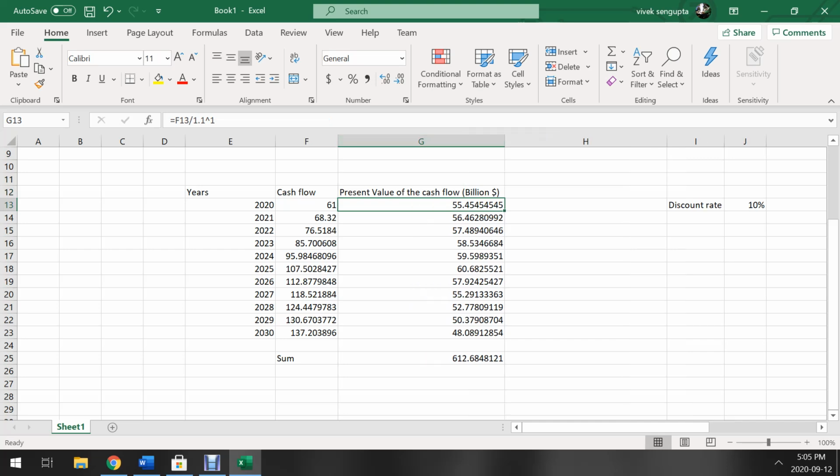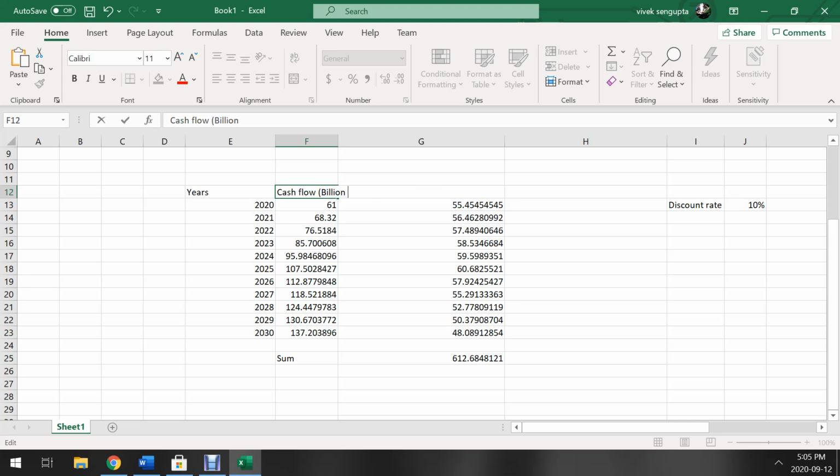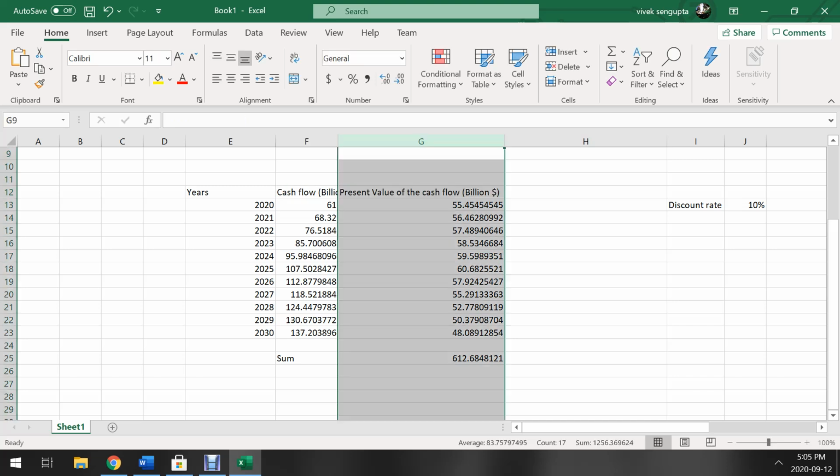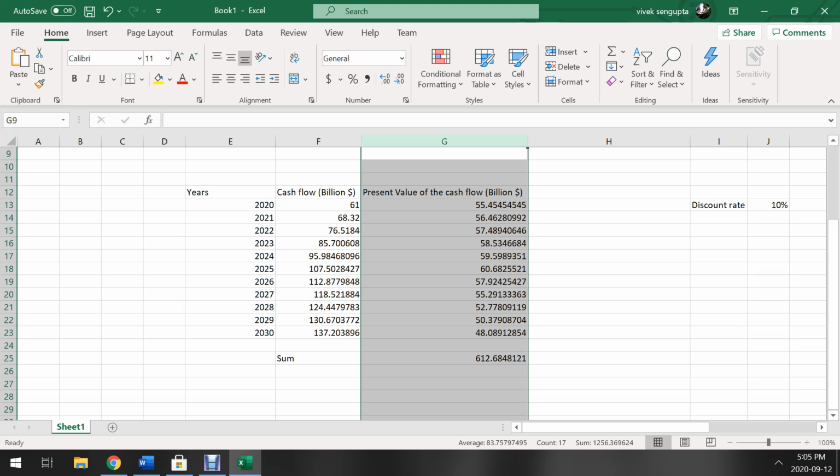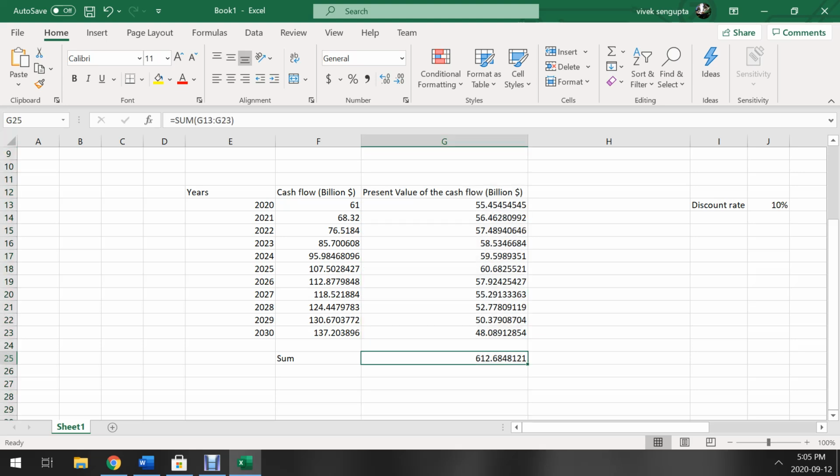So this is also in $1 billion. That's interesting to look at, because now, if you own the business, Apple on a very conservative basis is going to produce this much cash, which is around $600 billion, right? 612 to be exact.